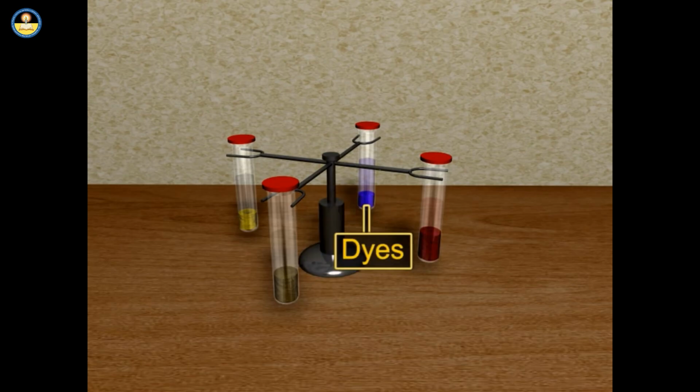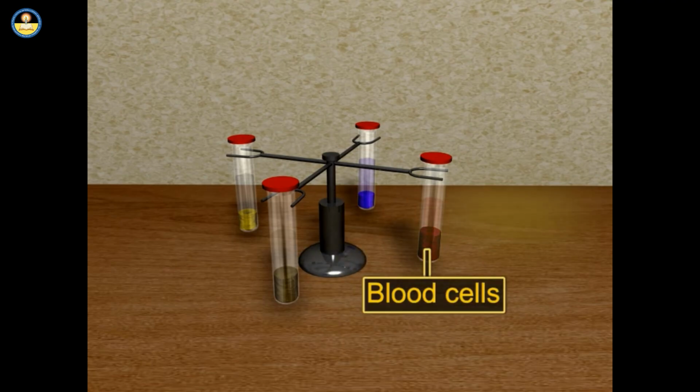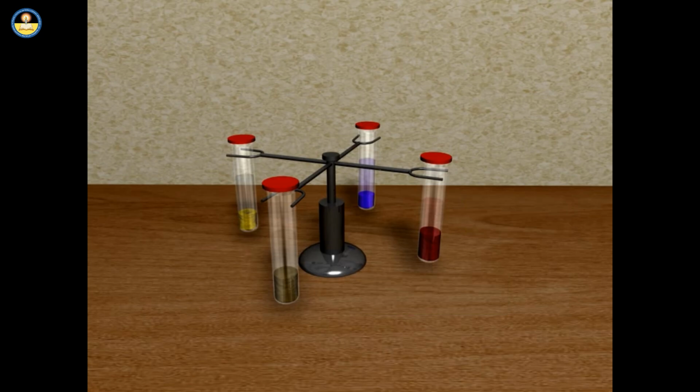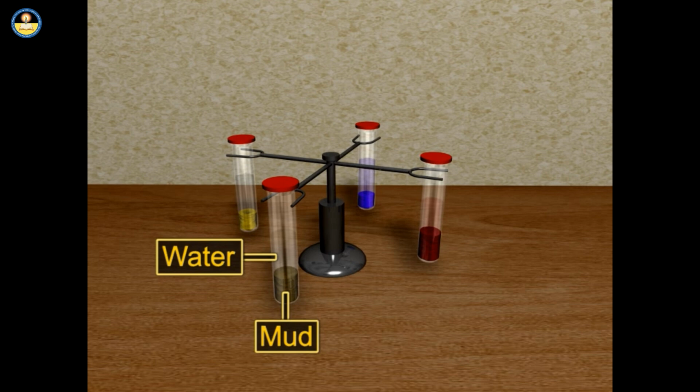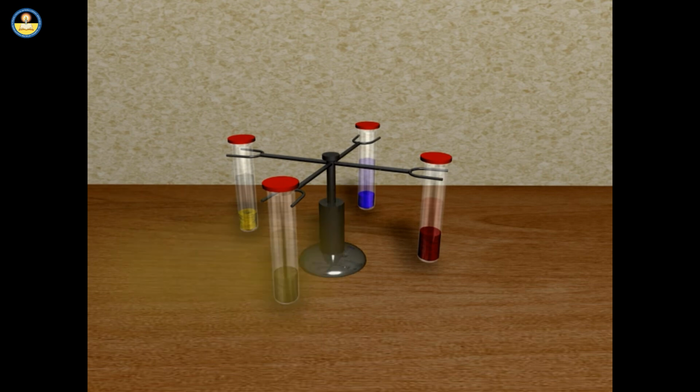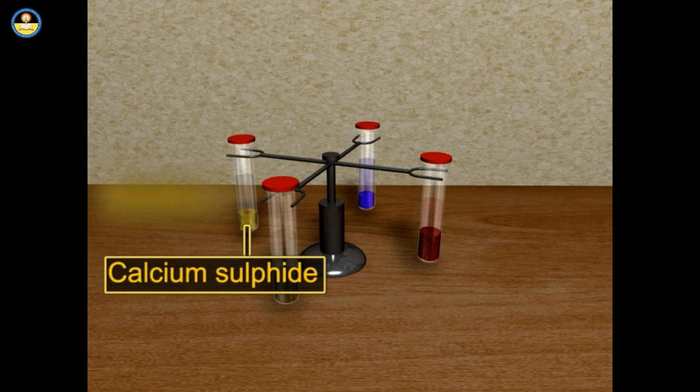In the first tube, dyes have separated from the solvent. In the second, blood cells have separated from the plasma. In the third test tube, mud has separated from water. And in the fourth, calcium sulfide precipitate has separated from the solution.